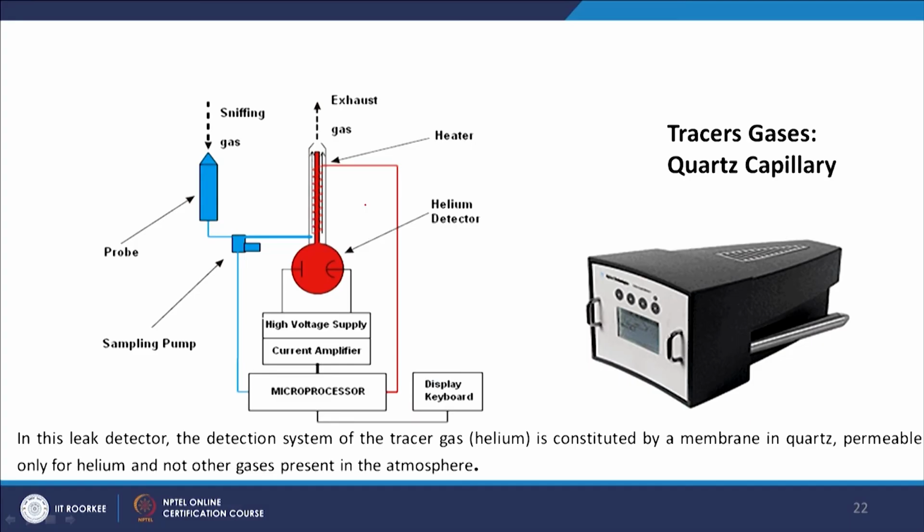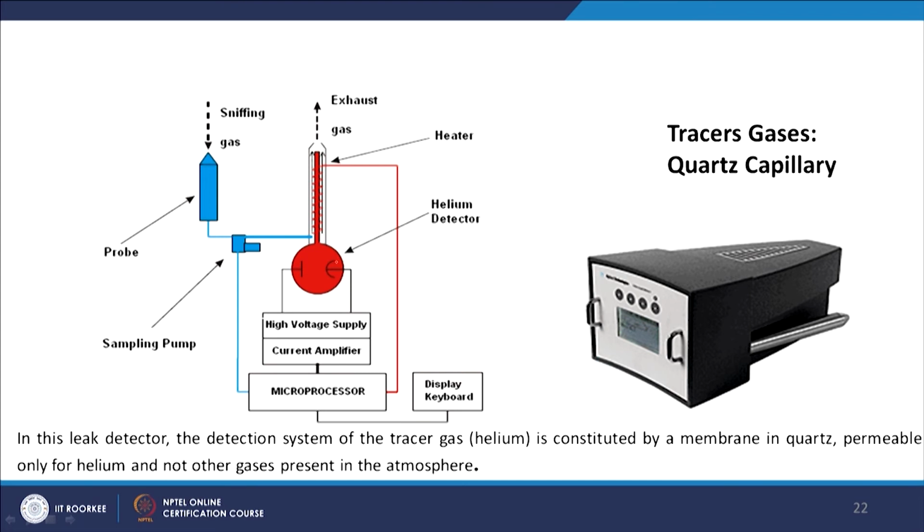Now, this tracer gas system can also be based on a quartz capillary, like the instrument shown here. Here the sniffing gas enters through this inlet, which acts like a probe, and this probe is connected to a high voltage supply and a current amplifier. Finally, this is connected to a microprocessor, and the microprocessor displays the change of the current.